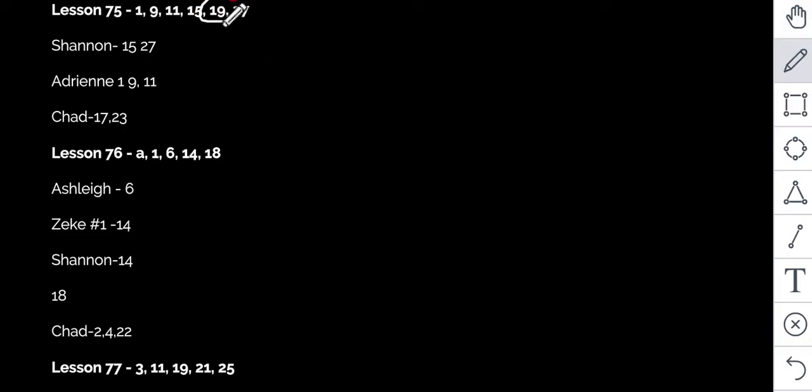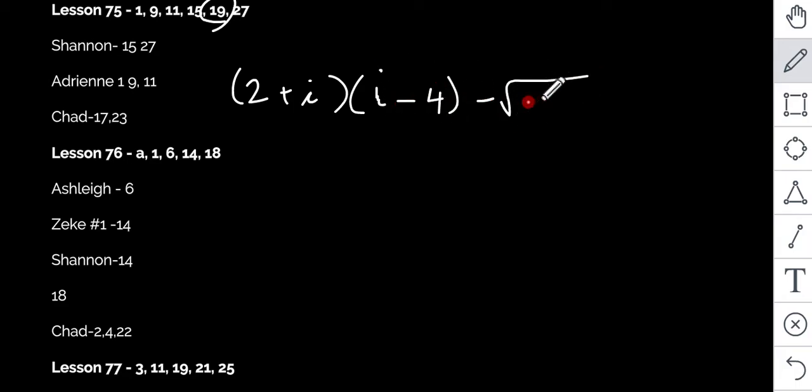19, right here, lesson 75, 19. It's 2 plus i times i minus 4 minus the square root of negative 16. A lot of i stuff here. We're going to use the FOIL first. First is 2i.